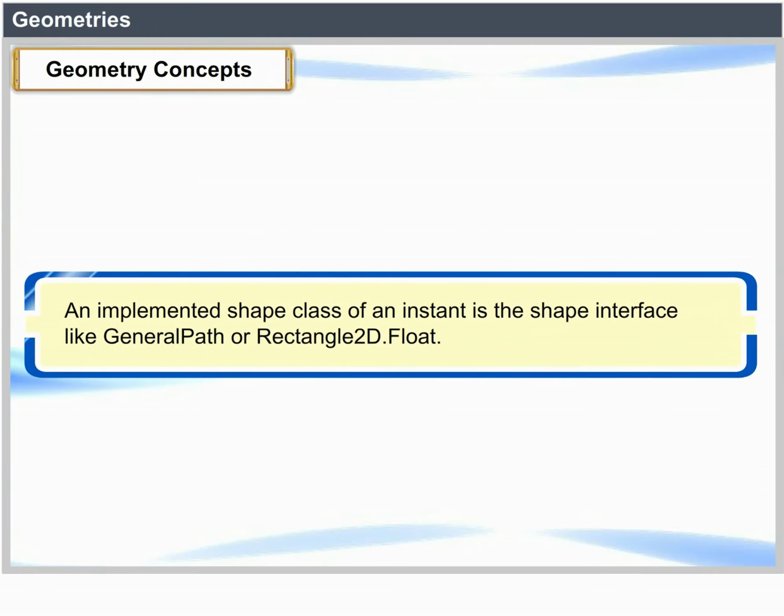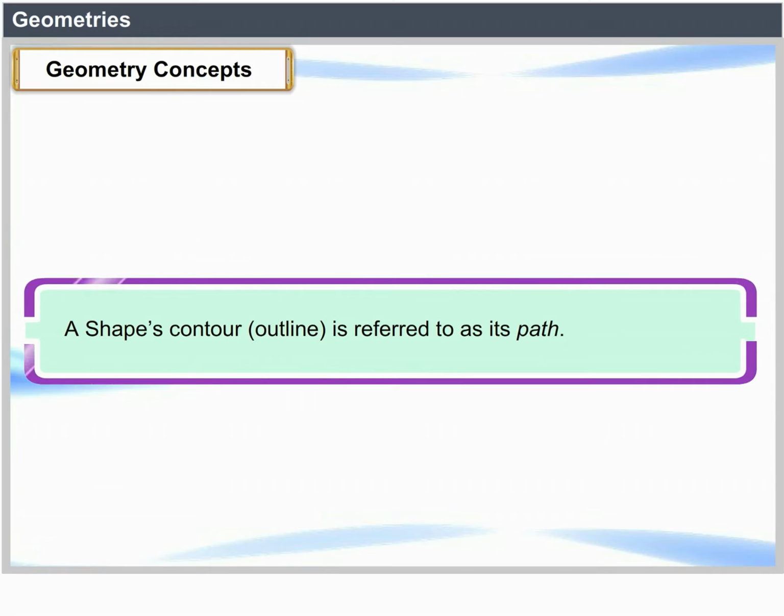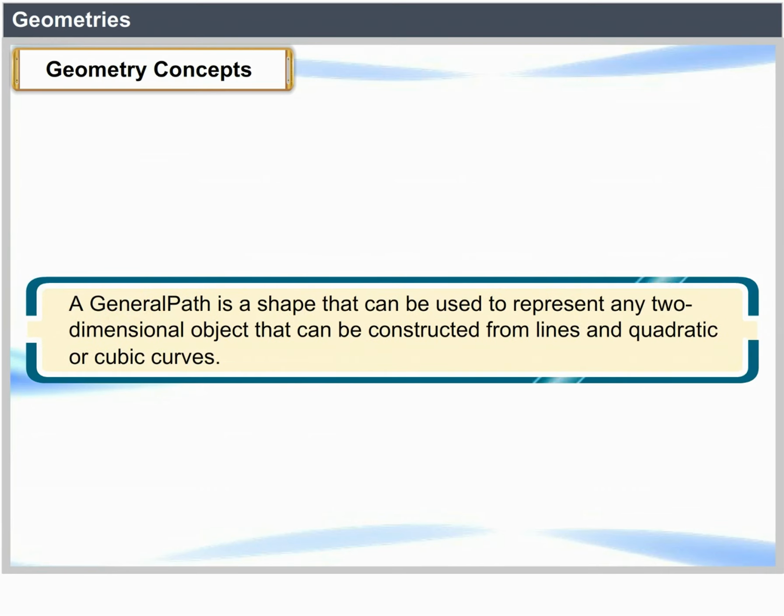Geometry concept. An instance of an implemented Shape class is a Shape interface, such as GeneralPath or Rectangle2D.Float. A shape's contour is referred to as its path. A shape's path can also be helpful to define a clipping path. A GeneralPath is a shape that can be used to represent any two-dimensional object that can be constructed from lines and quadratic or cubic curves.